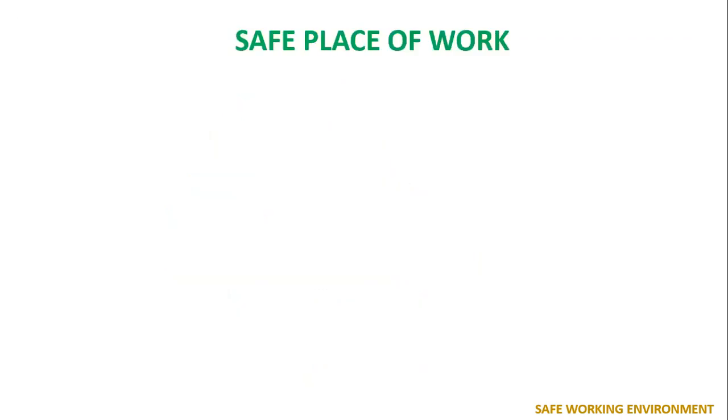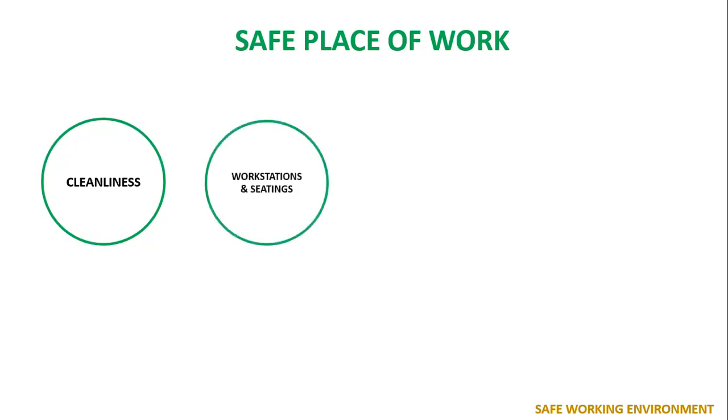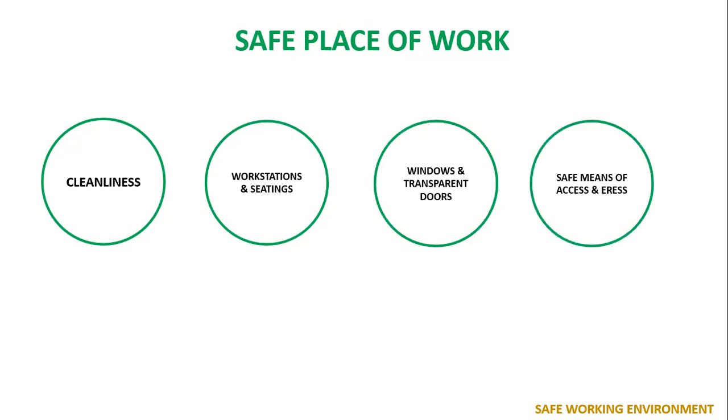Now the first requirement of the ILO C155 convention is the safe place of work. So what are the general requirements for the safe place of work? The first is the cleanliness of the workplace, then the workstation and its seating, then the safety of windows and transparent doors, then the safe means of access and egress. These are the broad classifications which need to be achieved to make the workplace safer.